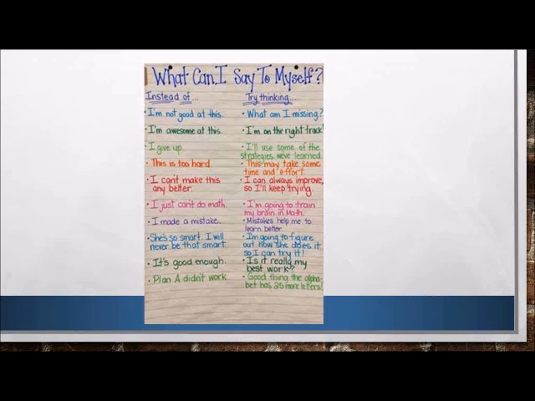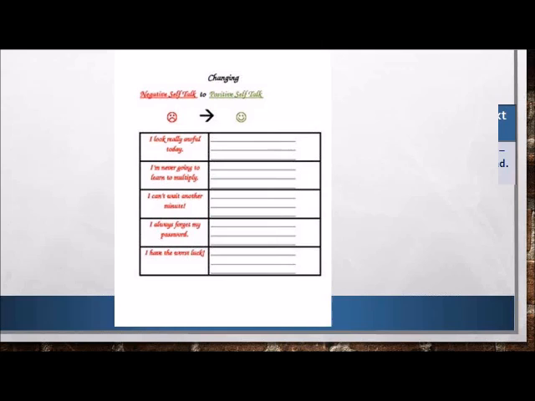Instead of, I'm not good at this, what am I missing? I'm awesome at this. I'm on the right track. I give up. I'll use some of those strategies we've learned so you can see the rest, but just thinking of some things that we could teach them, some language we can teach them that would help them talk themselves into a more positive frame of mind so they could do something good. And then here's some negative self-talk to positive self-talk. You could set it up this way.